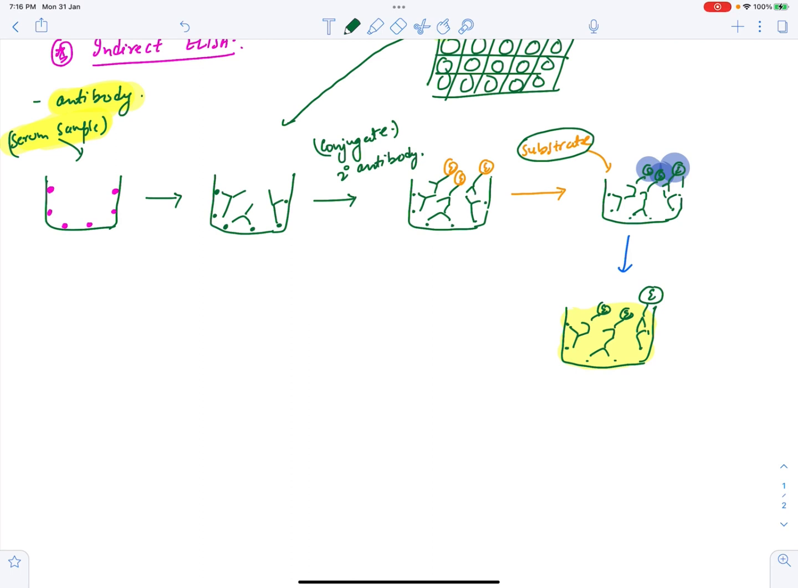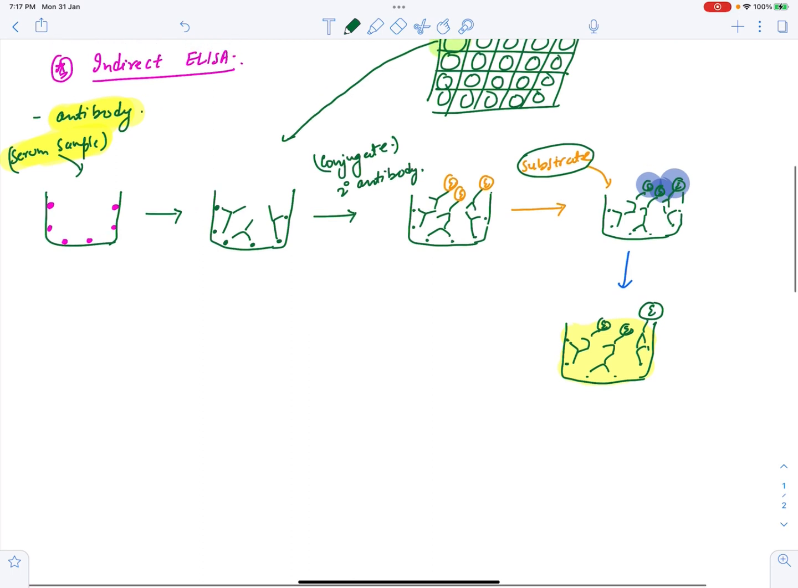now in every step you also have to wash the well. Why are we washing the well? So that the unbound antibody or antigen would be washed away. If it is not washed away, then it might give a false result, because those are actually not bound, but might give color with the substrate. So to prevent that, we have to wash the wells after addition of sample and after addition of conjugate, so that the unbound antigen and antibody won't be able to form color with the substrate.